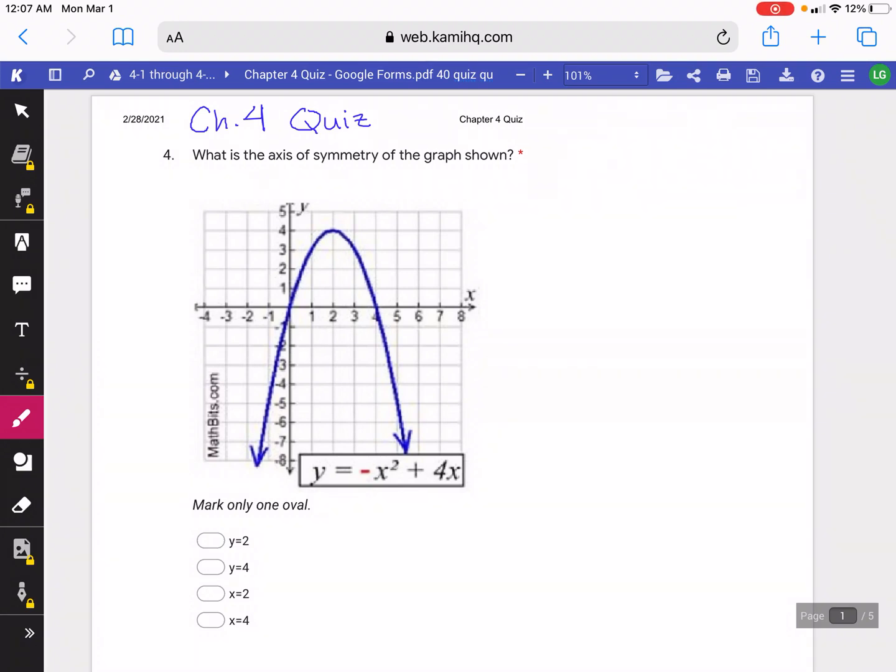In this video, we'll be reviewing the solutions of the questions on the Chapter 4 quiz on quadratic functions and equations. Here in question 4, it's asking for the axis of symmetry.